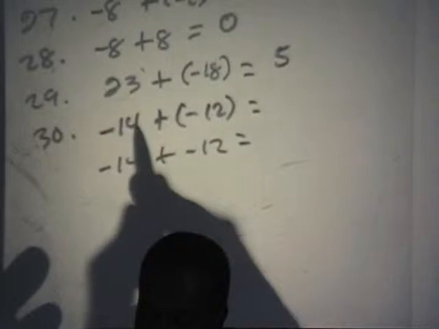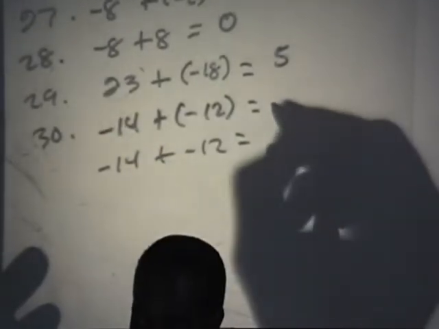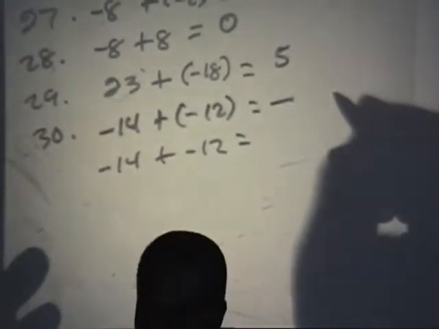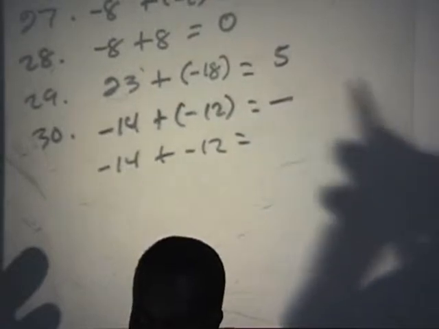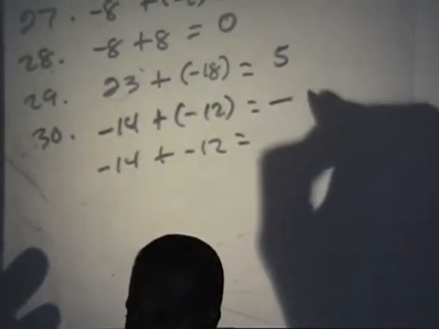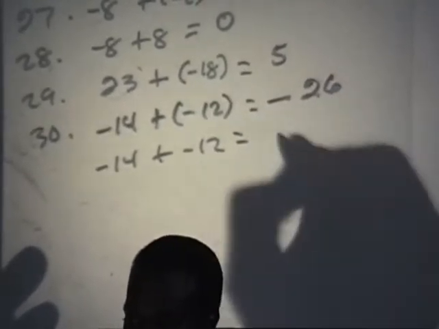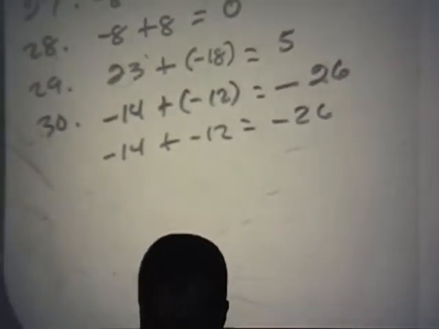So what's the answer for both of these? Well, you're adding two negatives. Two negatives give you a lower negative. So negative 14 plus a negative 12 will give you a negative 26. Negative 26. Okay, very good.